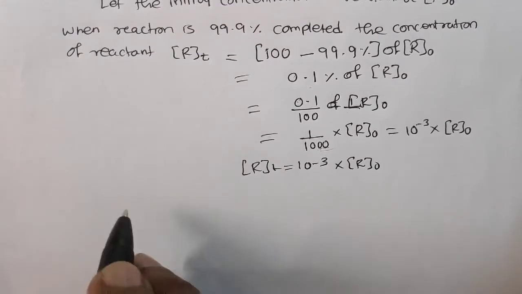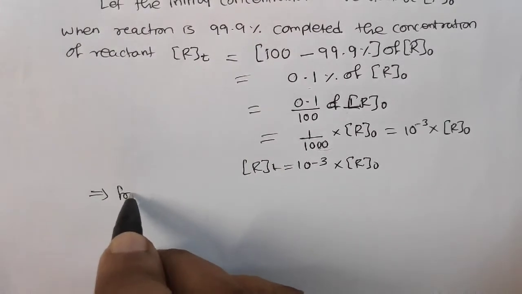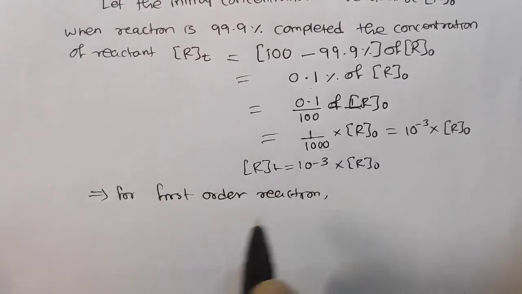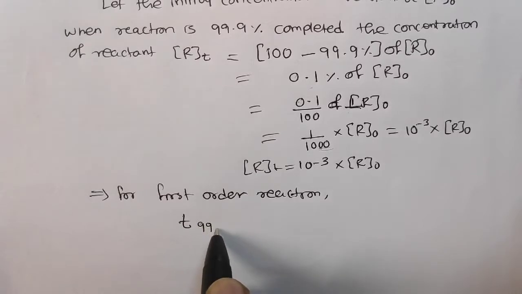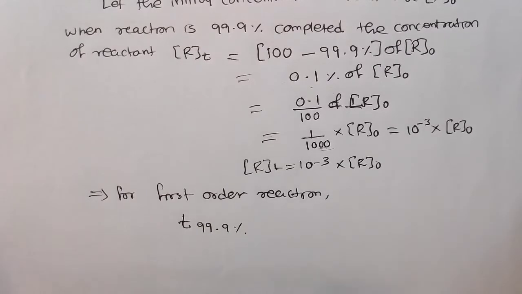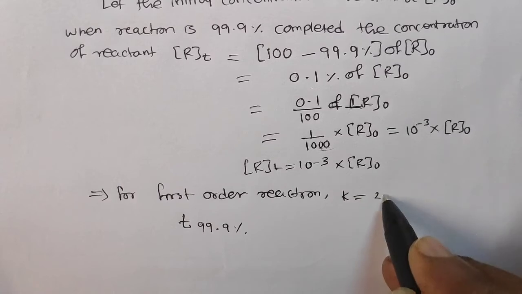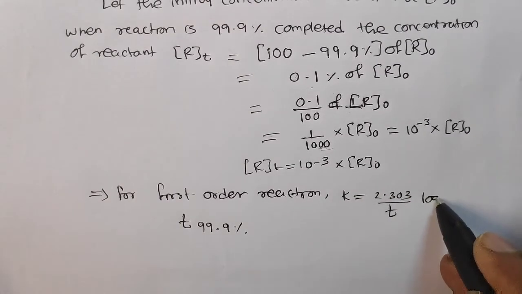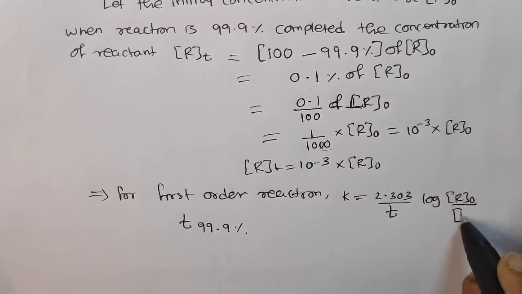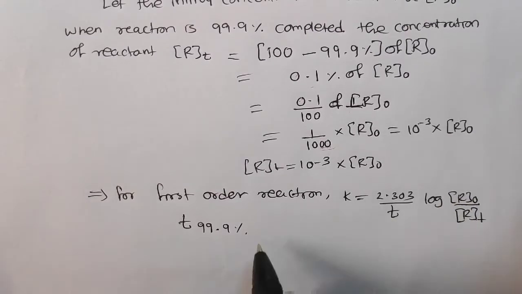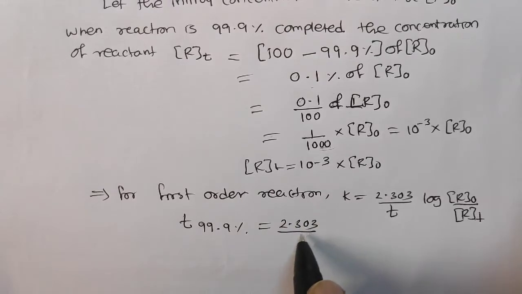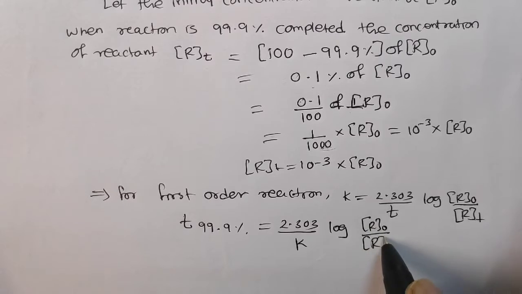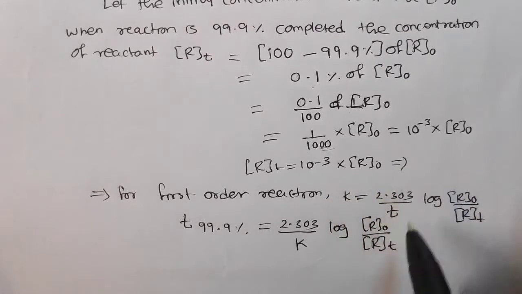Now as it is a first order reaction, therefore for first order reaction, t for 99.9%, this I am talking about. If you didn't understand, our formula is k equals 2.303 by t log R0 by Rt. But I have taken t here, so t will be equal to 2.303 by k log R0 by Rt. Right? I'll substitute this value of Rt in this equation.